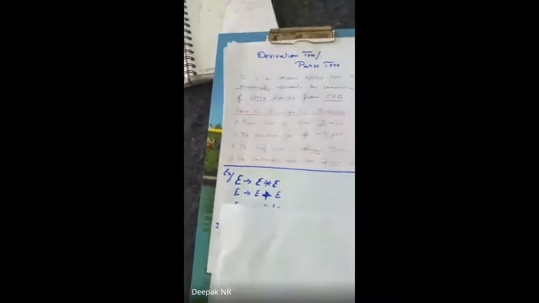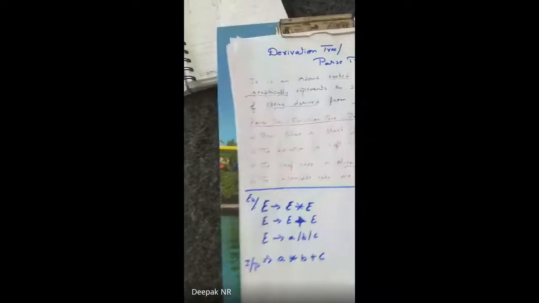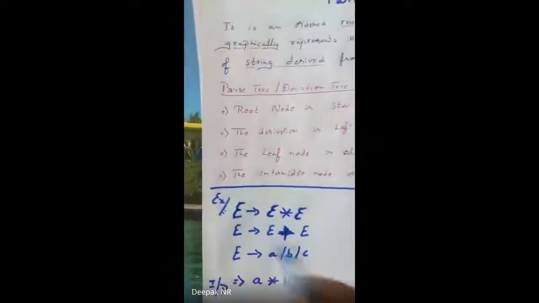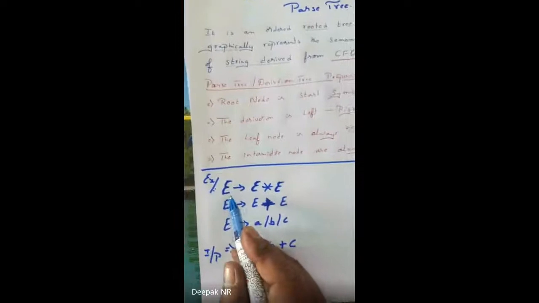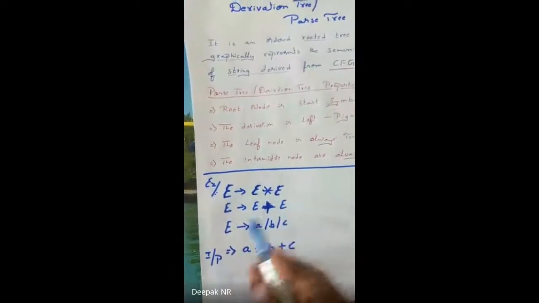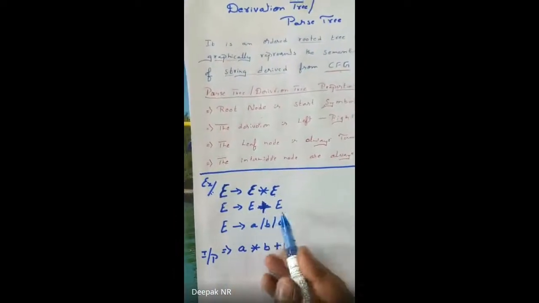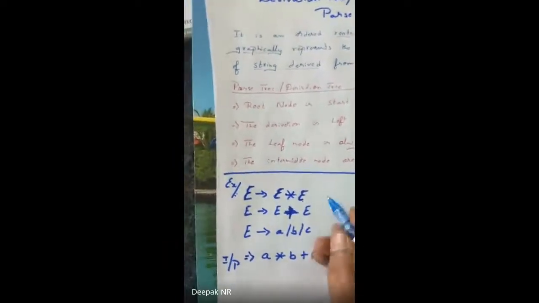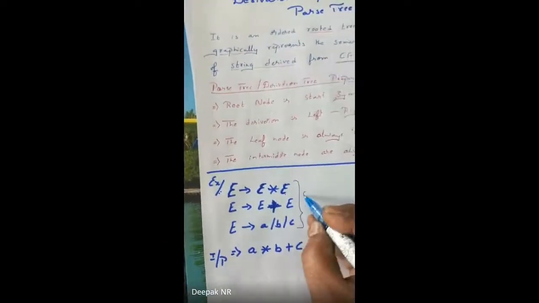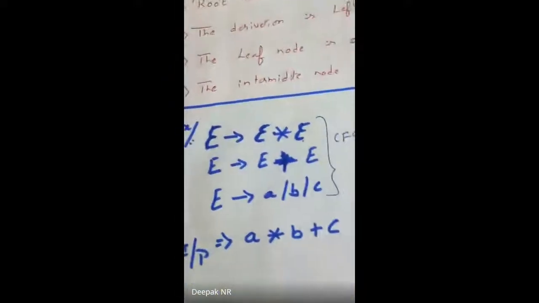Let me take an example and explain exactly how it works. The given example is E tends to E star E, E tends to E plus E, E tends to a or b or c. This is a normal CFG. Clear? This is a normal CFG.